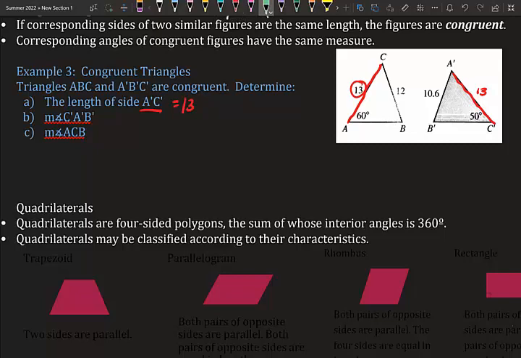Alright, let's find the measure of angle CAB, meaning we want to find this angle right here, angle A. Let's look to the other triangle to see if we have angle A. We do. It's 60 degrees. Alright, let's find the measure of angle ACB. That means angle C. Let's look to the other one and see if we have a C. Oh, we do. It's 50 degrees. Congruent means just look to the other triangle for the information. It's going to be the same information, or the other shape, the other figure.